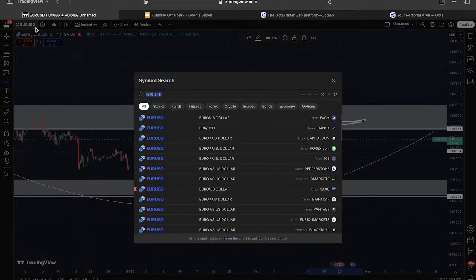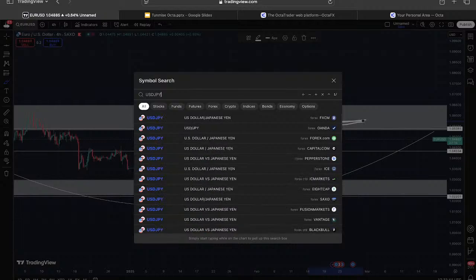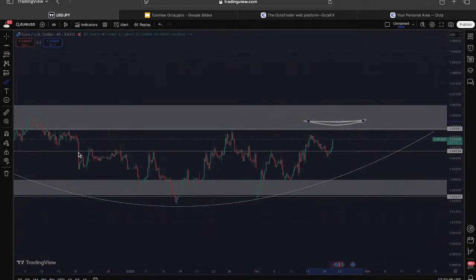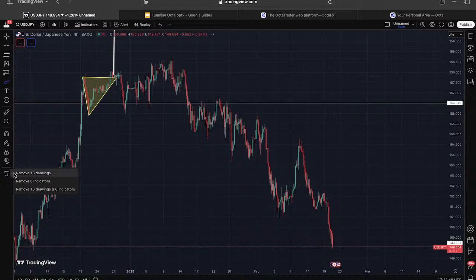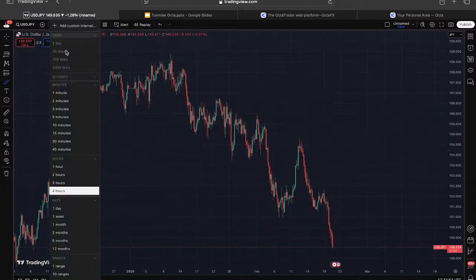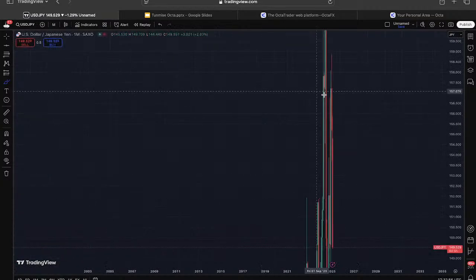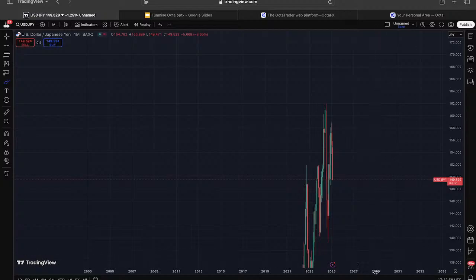Okay, so let's look at another currency pair briefly. Let's do a quick analysis on USDJPY.